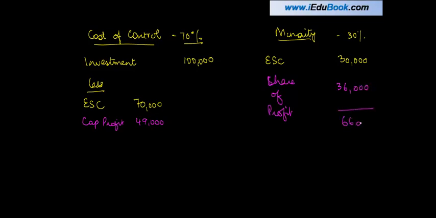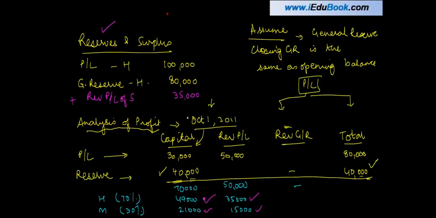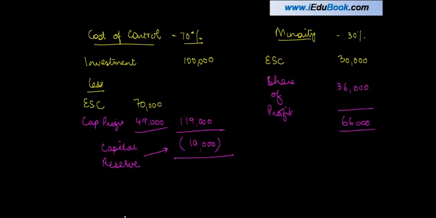So you get 66,000 here. 70 plus 49 gives you 119,000. So 100 minus 119 gives you negative 19,000. If cost of control is negative, as we had discussed, this means it's a capital reserve. What is my total of reserves and surplus? 100 plus 80, 180 plus 35, 215. So now I've got all my totals.